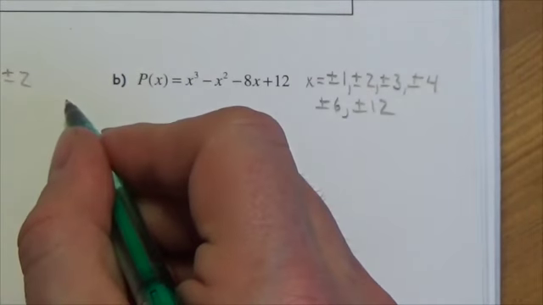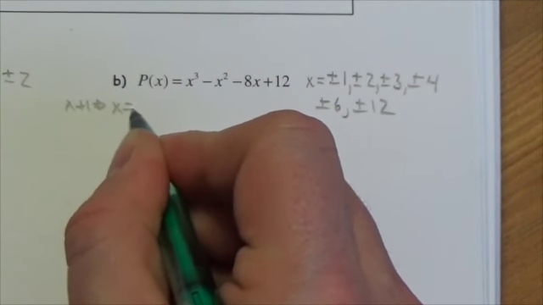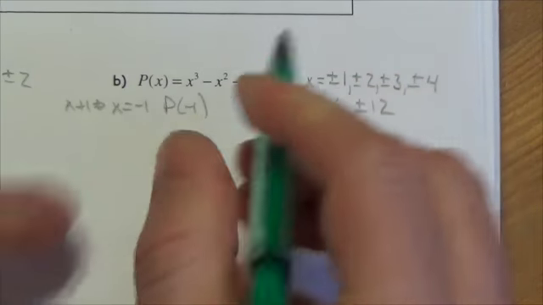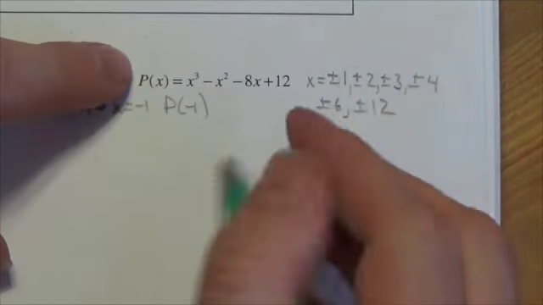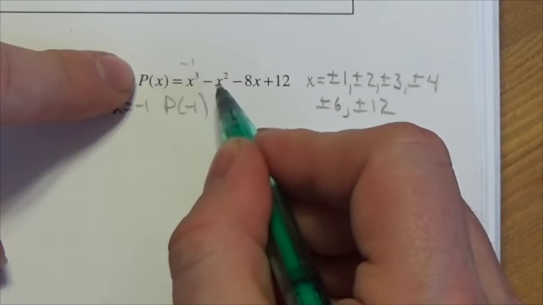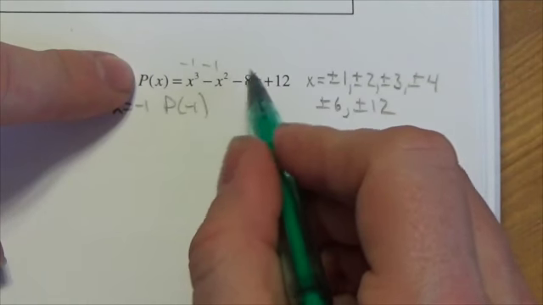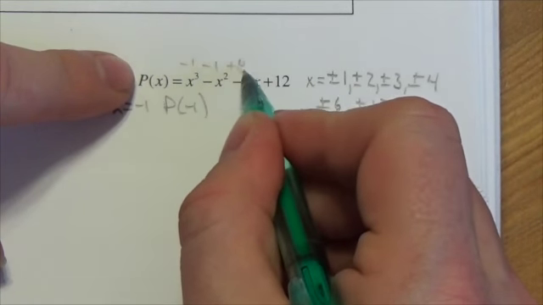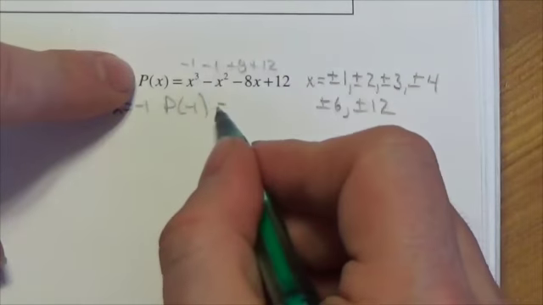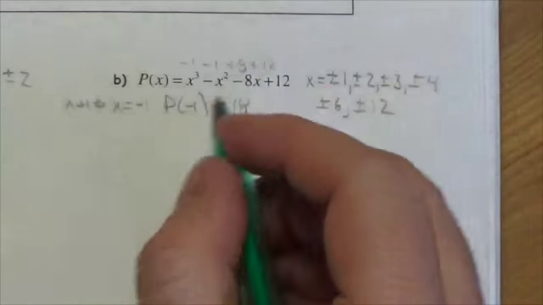I'll check, for example, x plus 1 to start off with, meaning I'm going to plug in x equals negative 1. So p at negative 1, well, if I plug that in here, okay, negative 1 cubed is going to be negative 1. Negative 1 squared is going to be positive, but there's a negative out front there, so negative. If I plug a negative into that, I'm going to get positive 8. Okay, plus 12. Well, 8 and 12 is 20. Minus 2, this is going to be 18. Well, that's not 0, obviously, so that's not a factor.